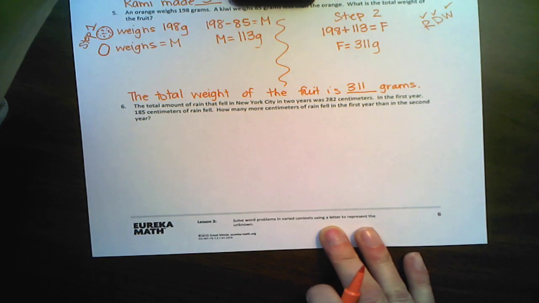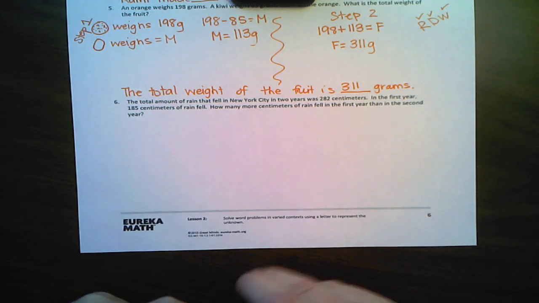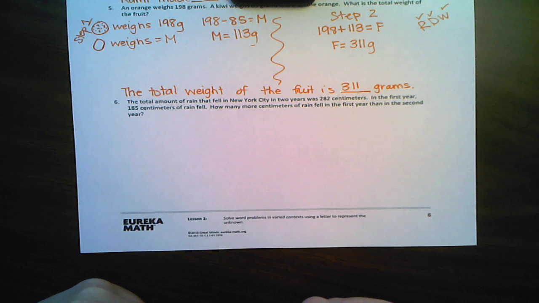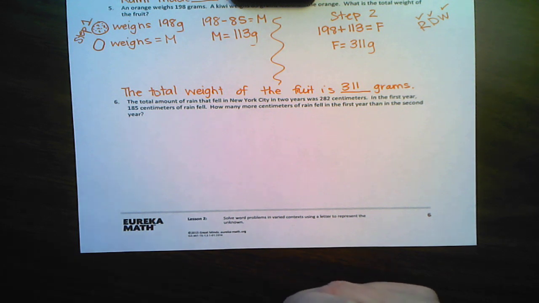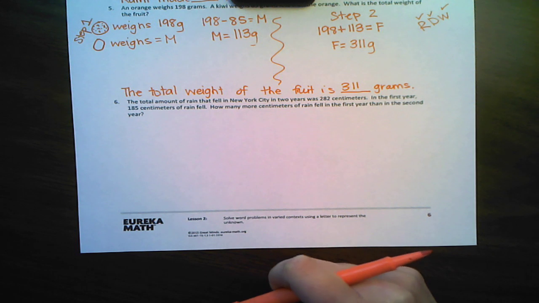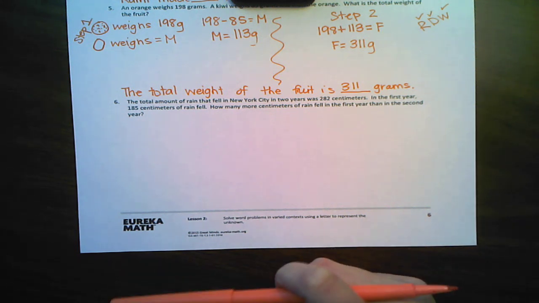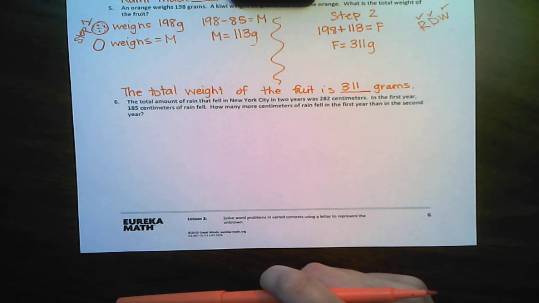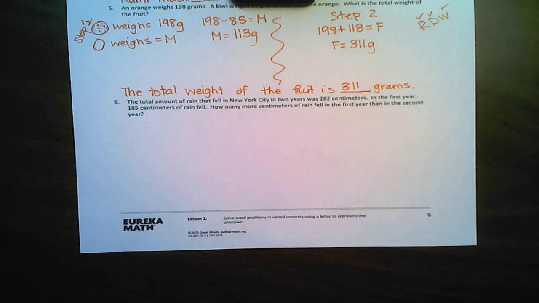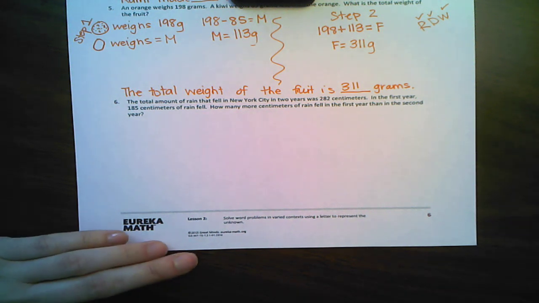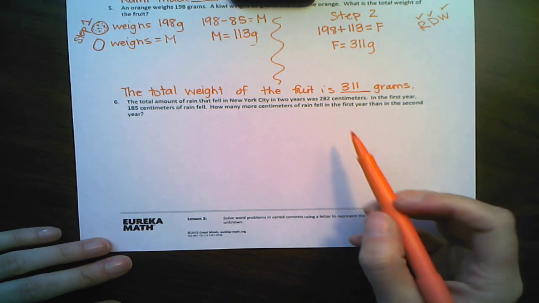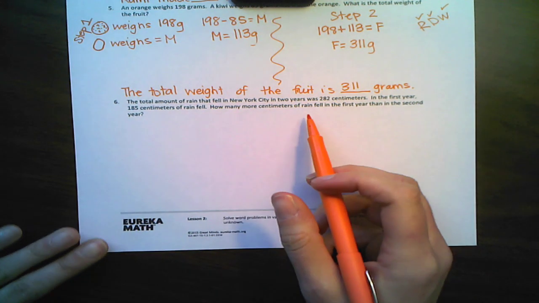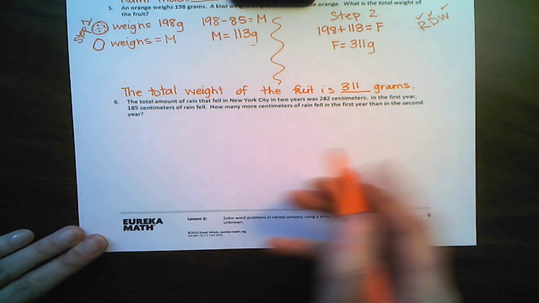Please read with me. The total amount of rain that fell in New York City in 2 years was 282 centimeters. In the first year, 185 centimeters of rain fell. How many more centimeters of rain fell in the first year than in the second year? I don't know, but I'm not worried because I know we can figure it out. So let's first write our sentence. It's asking how many more centimeters of rain fell in the first year than the second.